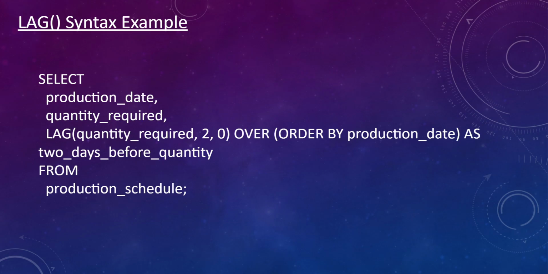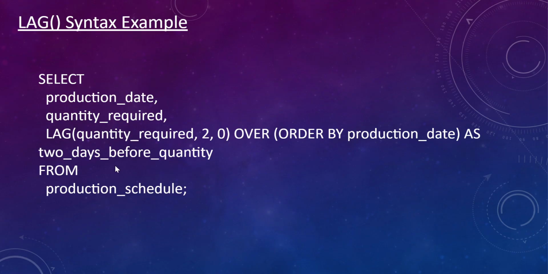So suppose there are two columns in a table known as production schedule. One column is production date, the second column is quantity required. And you are interested to know how much quantity was required 2 days before. For example, if I am sitting today, then I want to know how much quantity was required the day before yesterday. That is the sense of the lead and lag functions, that we can compare data from different days.